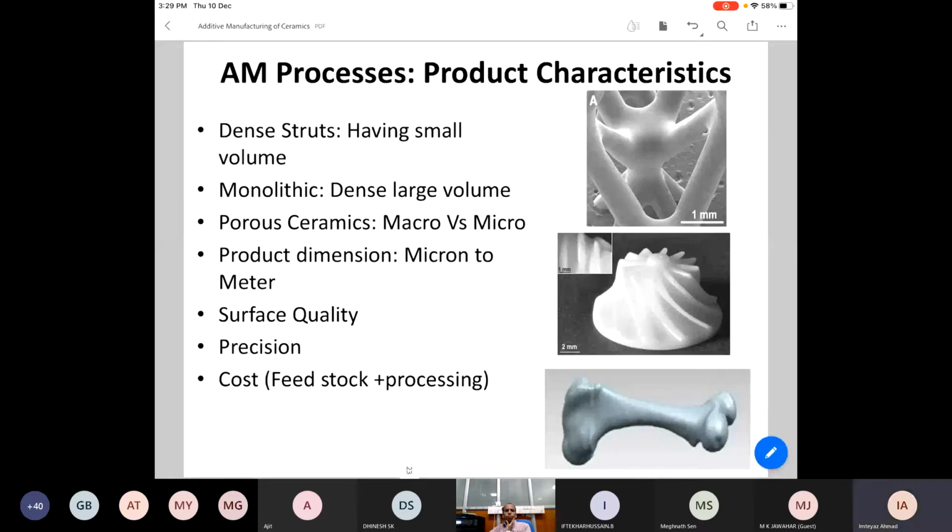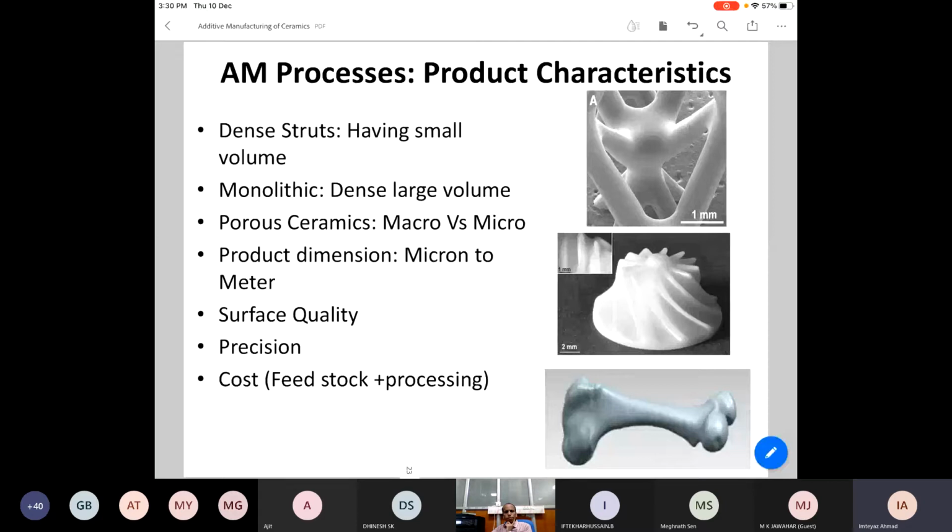Then you can have micro porous product. That means it looks like dense, but it can have porosity in it. And those porosity can be macro porosity. That means you can measure it, you can see it from your eyes, or it could be greater than 1 millimeter. Okay. Or you can have micro size. That means less than micron. So it is in micron or even nanopores. So you can look at porosity.